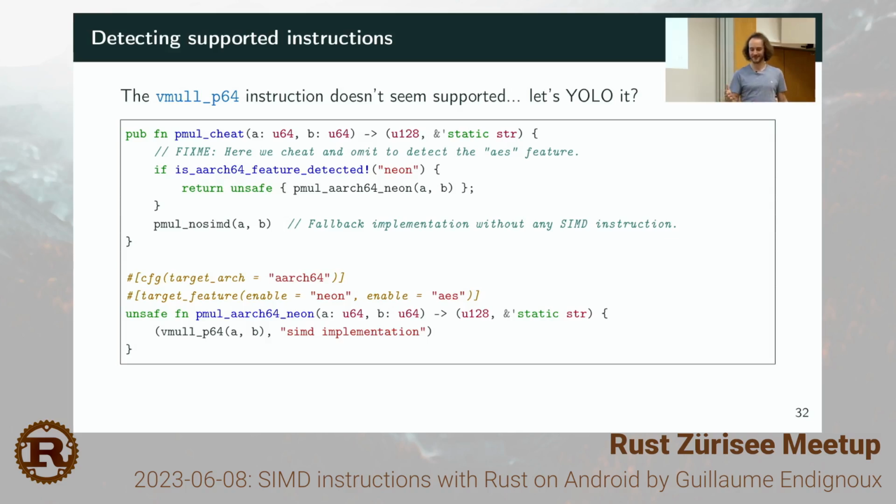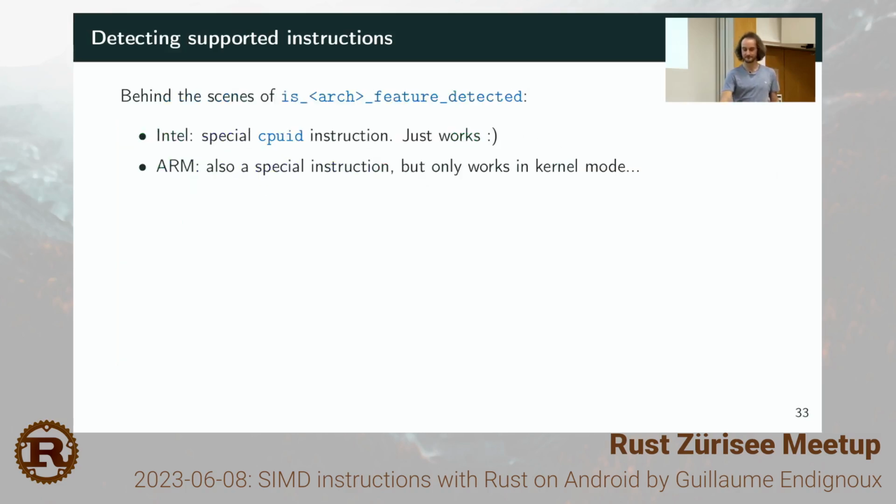So yeah, I was really surprised. I was wondering, okay, what is going wrong here? Are the labels put on these intrinsics incorrect? Or is the feature detection not working properly? Yeah, so let's dig a bit deeper.